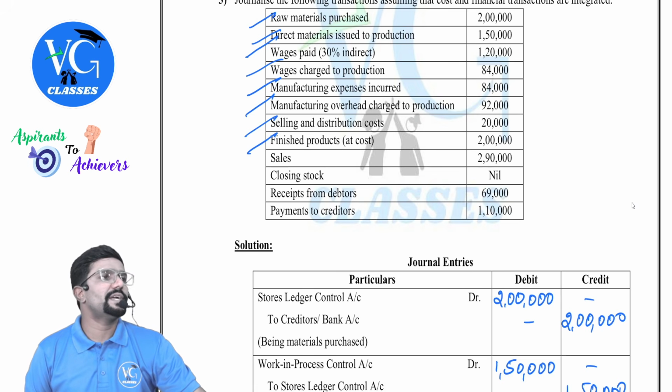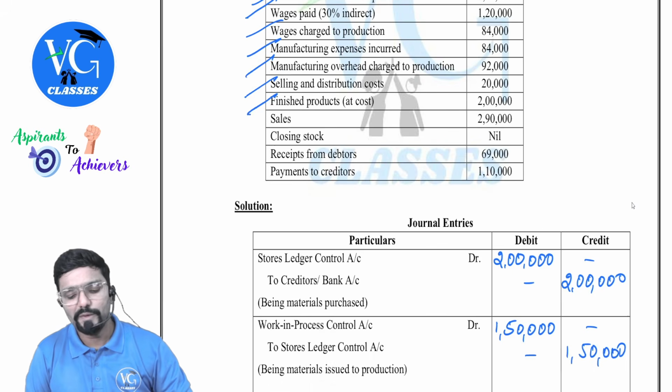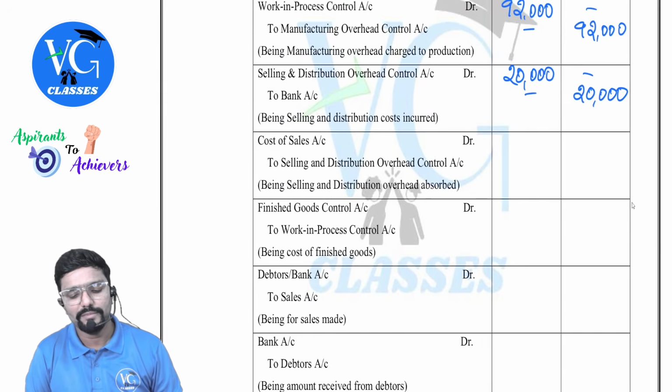What would be the entry under non-integrated? Finished goods control account to WIP. Here also you can keep it the same.